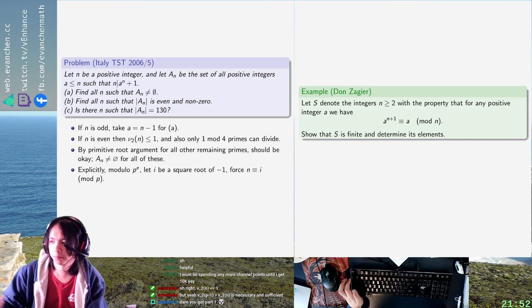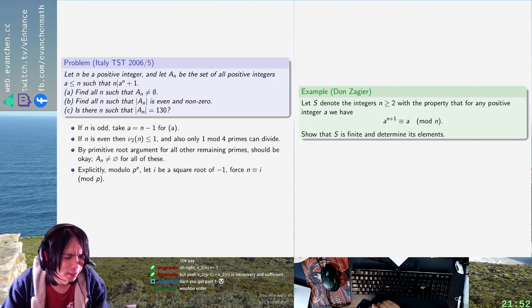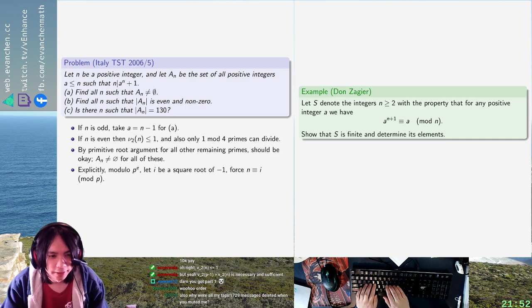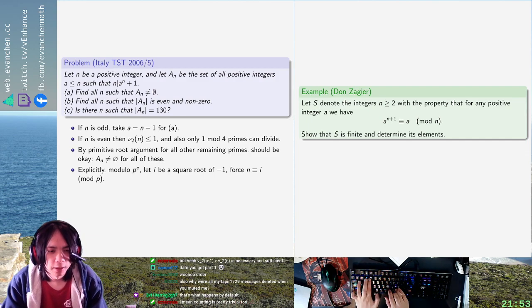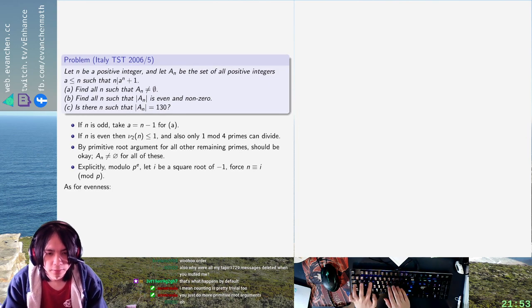Okay, so that settles that. As for evenness, how are you supposed to do even? Okay, as for evenness, so when n is even, pairing implies a^n is even.